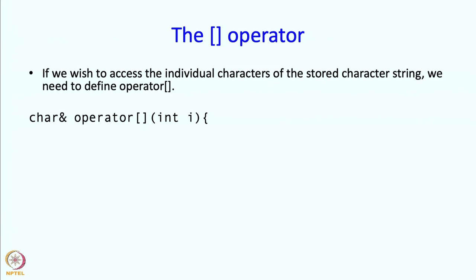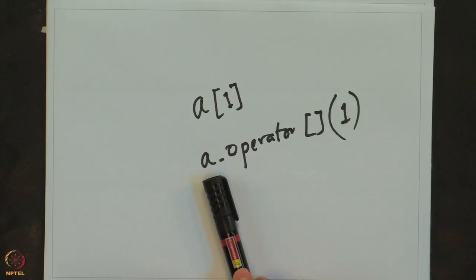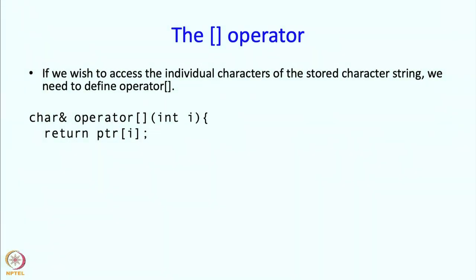The receiver has a certain string and we want character 1 from it, and where is the string of the receiver? It is at a.ptr. So we just have to get character 1 from a.ptr, that is about it. We do not have to write A in this because the receiver is implicit. So this is going to be the receiver's ptr, and we are going to take a displacement of i from it. That is about it.